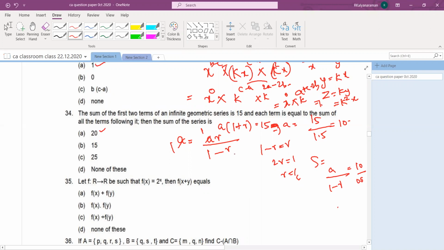The sum to infinity of a GP is A by 1 minus R, provided modulus R is less than 1. This is the sum to infinity of a GP. Using that, now you are adding from the second term onwards, the sum to infinity. Any question, please respond.